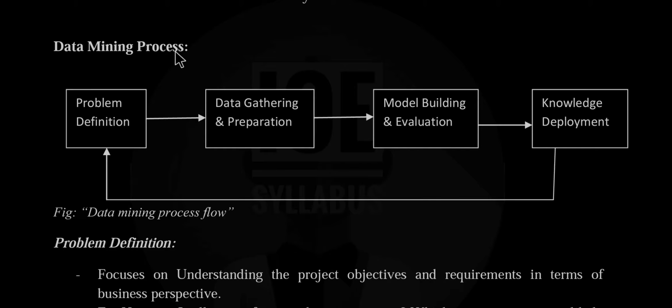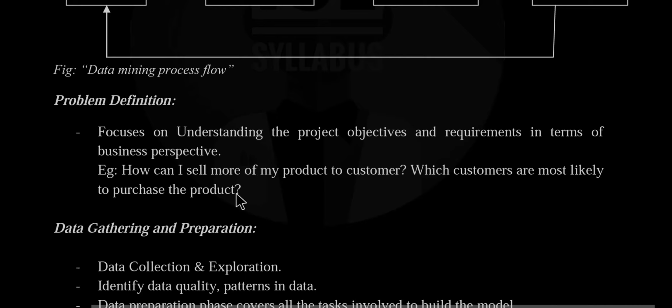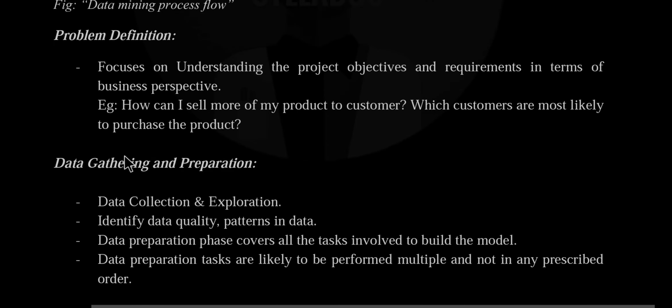Today we're going to see the data mining processes. It means the steps involved in data mining. The first step is problem definition. The second one is data gathering and preparation. The third one is model building and evaluation. And the last one is knowledge deployment. Let's see each in detail, and after each, we'll try to see a practical example of these steps. So let's start. The first one is problem definition.